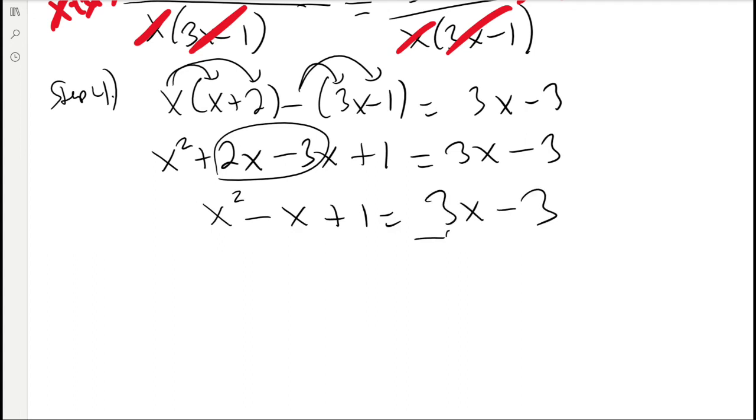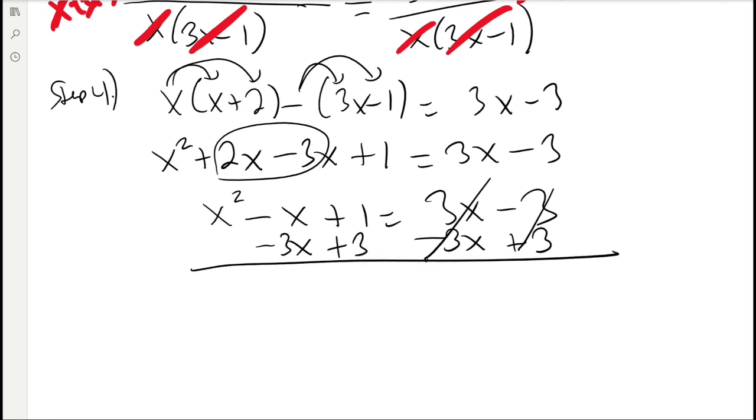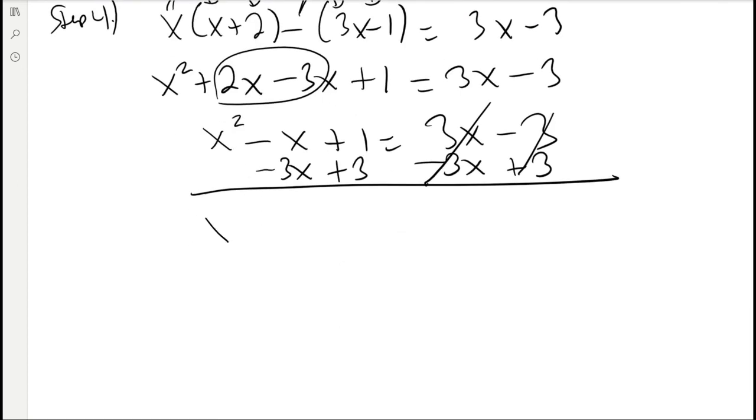We're going to move the 3x over by subtracting it and canceling it out. Do the same thing on the other side. We're going to get rid of this negative 3 by adding it so that they cancel, making sure to do the same thing on the other side. So we have x squared, bring that down. We have an invisible negative 1 there, which means these two give us negative 4x plus 4 equals 0.